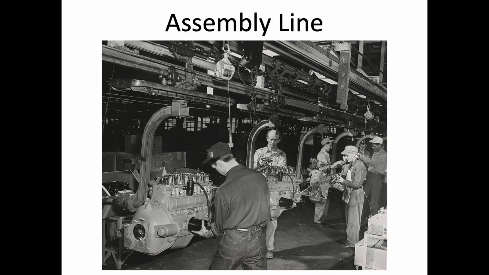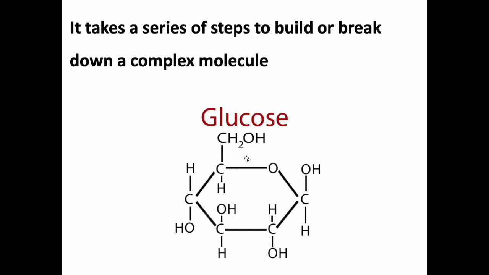Yeah, here's an auto factory, some workers here building engines, and each worker is, I guess they'd be robots in modern times, but in this old-timey black and white photo, each worker is performing one modification to this as it moves on to the next worker. That's what we got to do in biology if we want to build something complicated. Or if we want to break down something complicated, if we want a disassembly line, if we want to disassemble this complicated molecule into individual parts, we're also going to need a line of enzymes to do this. It takes a series of steps to build or break down a complex molecule.